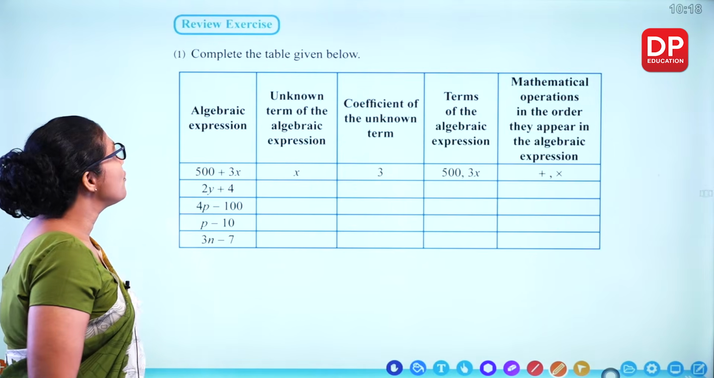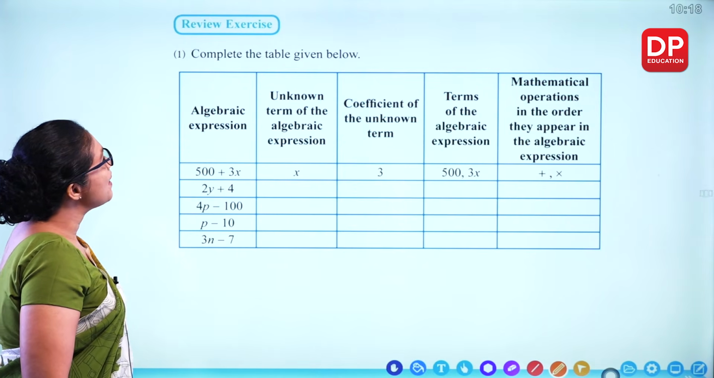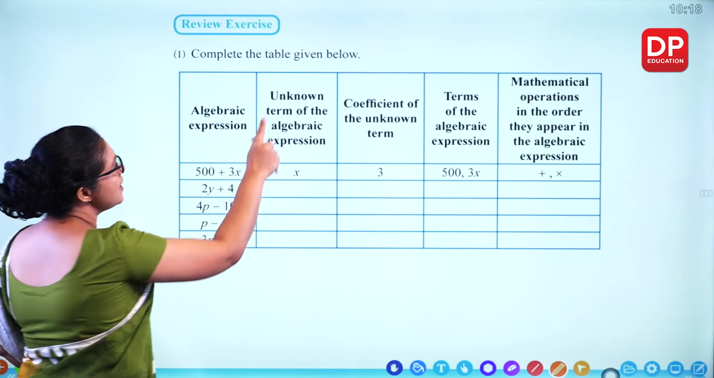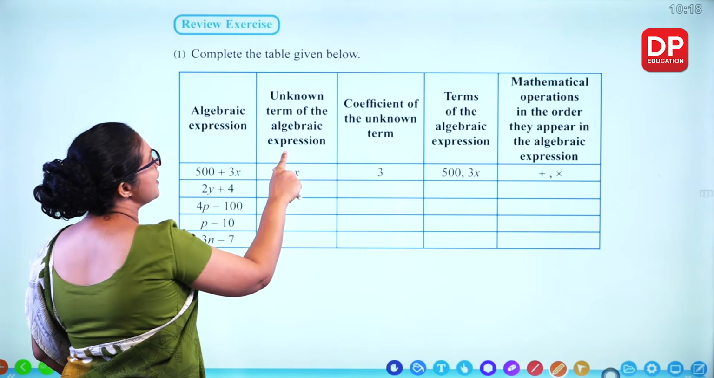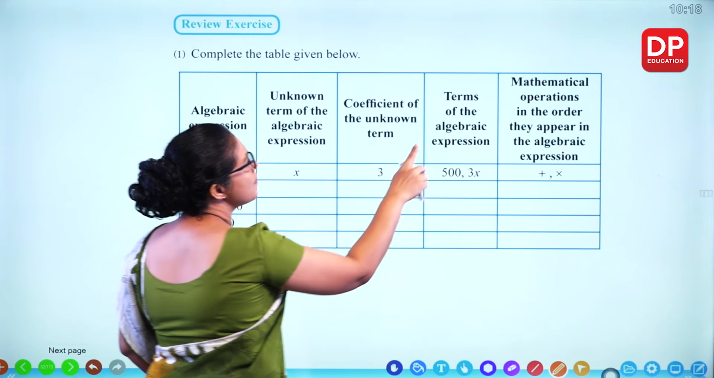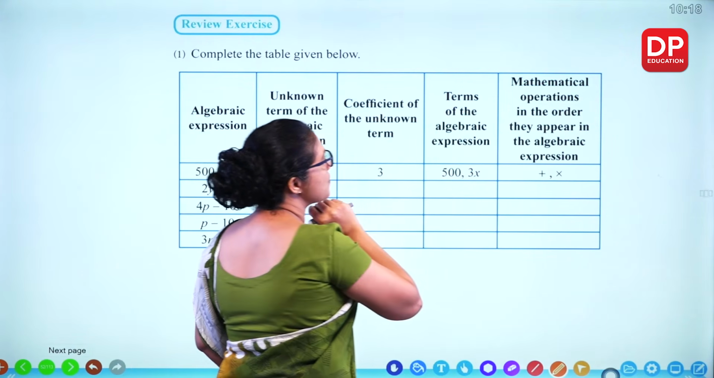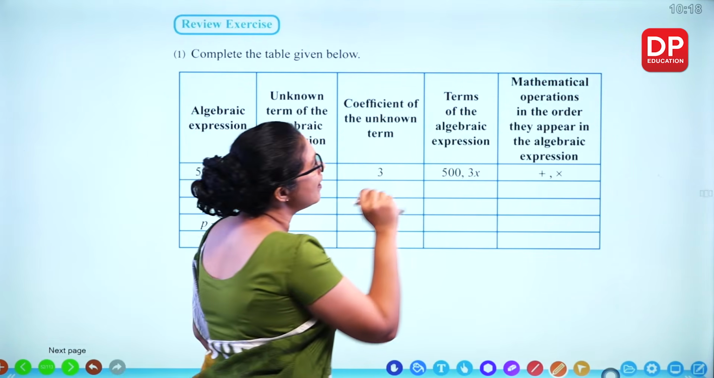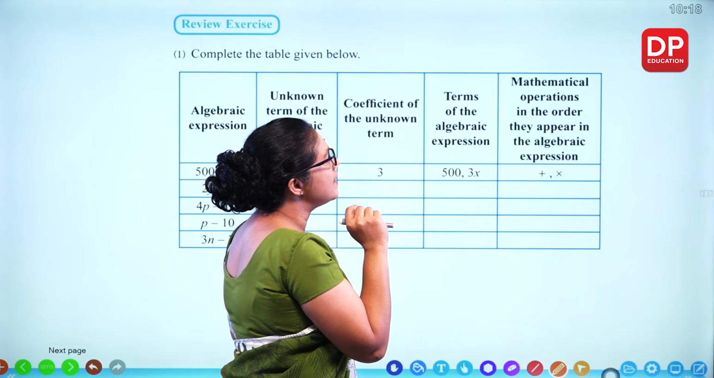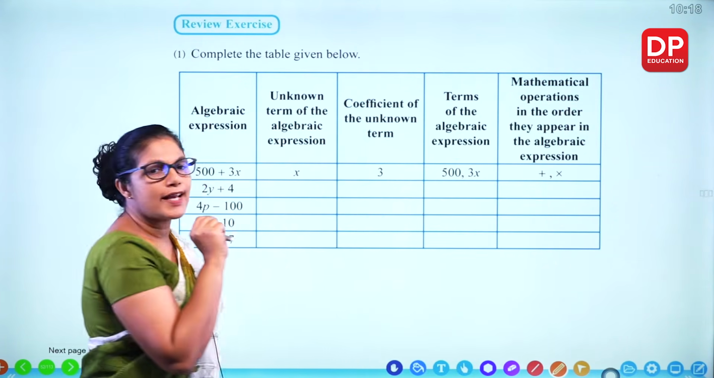Now we'll look at review exercise. Complete the table given below. Algebraic expression is given. Unknown term of the algebraic expression. Coefficient of the unknown term. Terms of the algebraic expression. And the final column is mathematical operations in the order they appear in the algebraic expression.